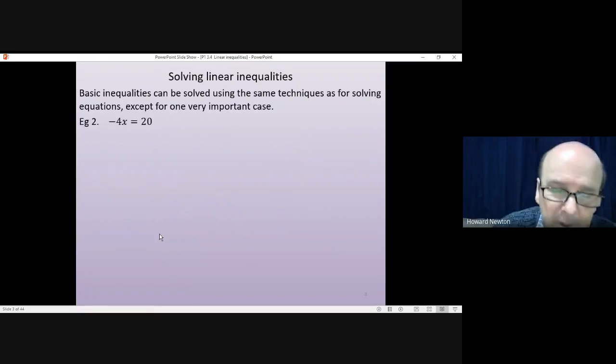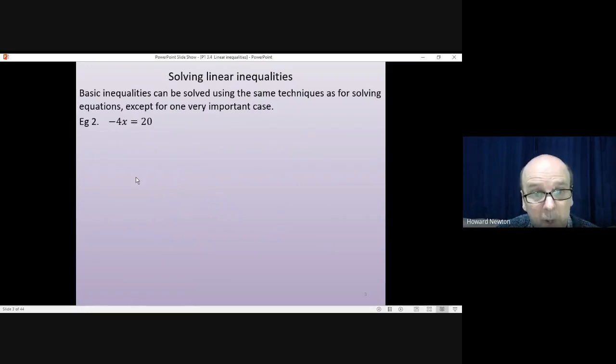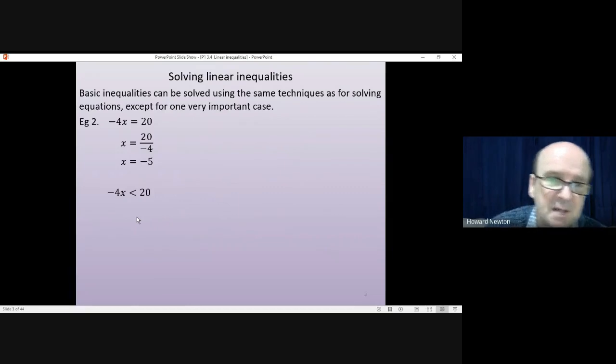However, there is one case where that wouldn't work so well. Now, if you had the equation minus 4x equals 20, one way to do this, the quickest way probably, is divide by minus 4. So you get x equals 20 divided by minus 4, and x equals minus 5 is the correct answer. There's a problem if you change that to an inequality. So let's say you had the inequality minus 4x is less than 20. I'll let you have a go at this first and see if you can work out what the problem is. So pause the video and come back to me when you're ready.